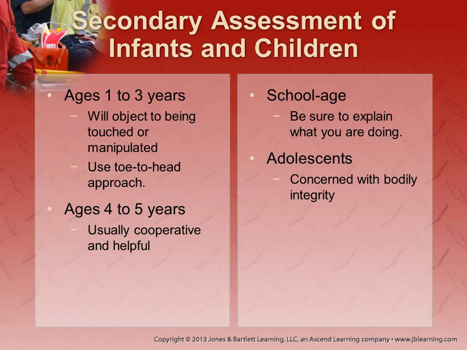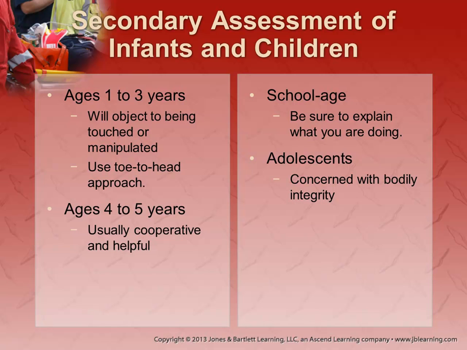Ages 1 to 3 years will object to being touched or manipulated unless you have a very friendly child. Annabelle wants to go to everybody. She's not a year old yet, but she will try to go to everybody, and I think she's going to be like that for the rest of her life. Use a toe-to-head approach to build trust.